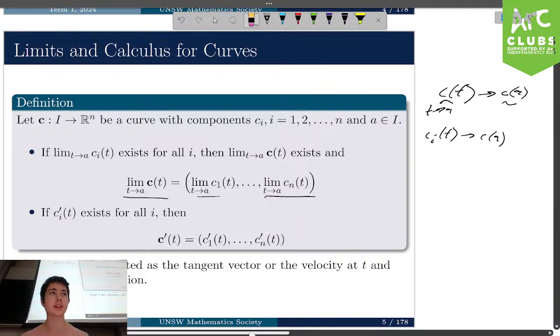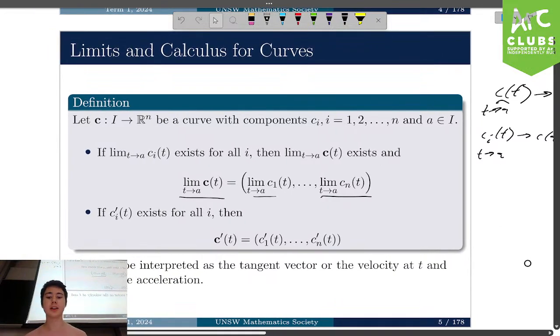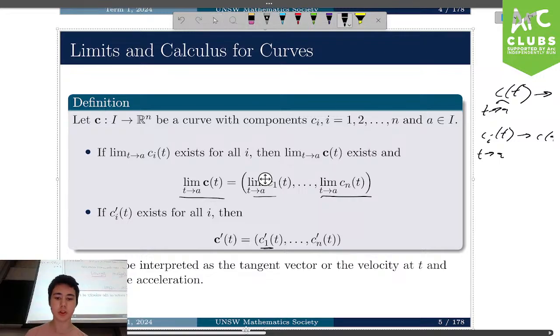No longer vectors as they're just real numbers, okay? As t goes to a. Simple as that: if every component of a curve goes to a point, then the curve itself goes to that point. That's how the limits are interpreted in this sense. And we can also apply the same logic to the derivatives. Okay? So the derivative of a curve is given by the component-wise derivative of the component curves from real to real. Note that these are not vectors anymore because they are not bold. We're dealing with single dimensions there.